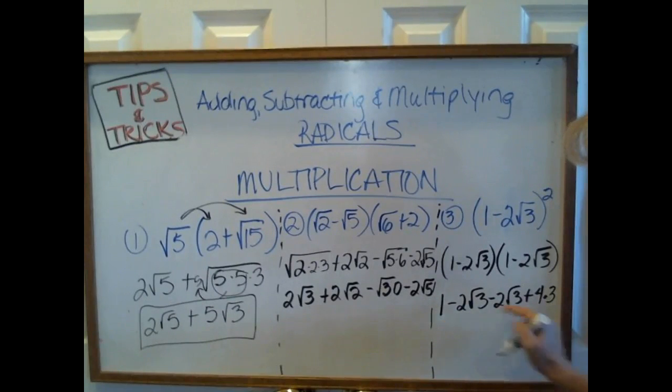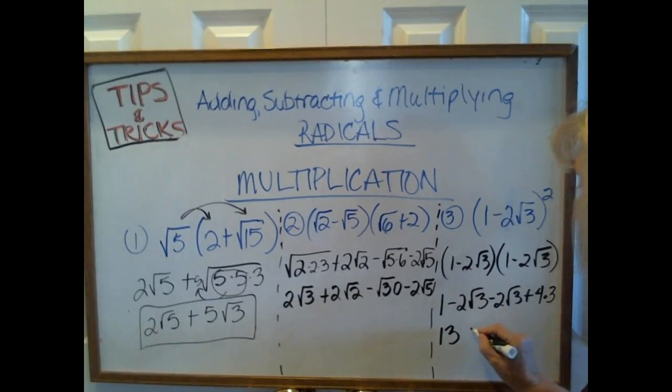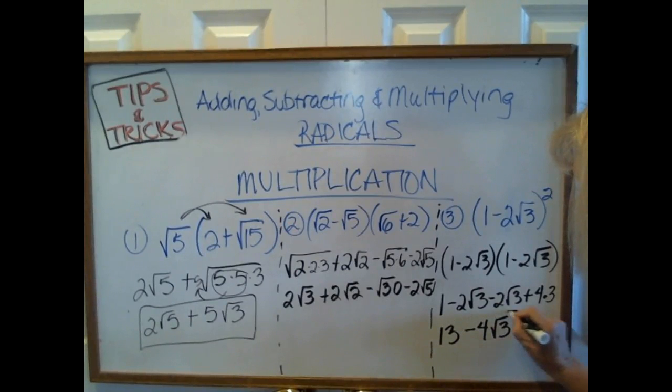So it's going to be 1 plus 12, which is 13. And these are like terms because they're both root 3s. So it's minus 4 root 3. That's the final answer for that one.